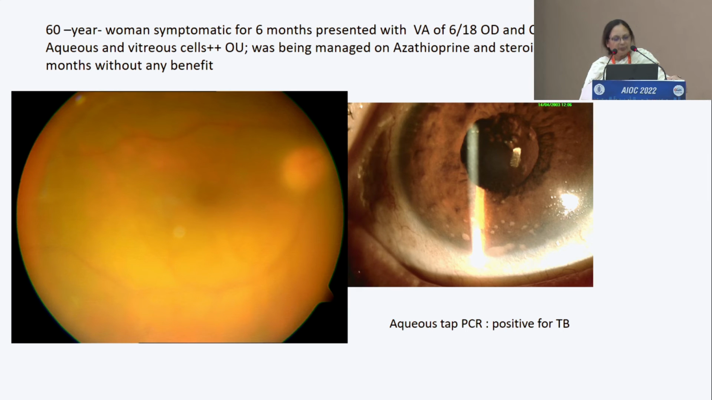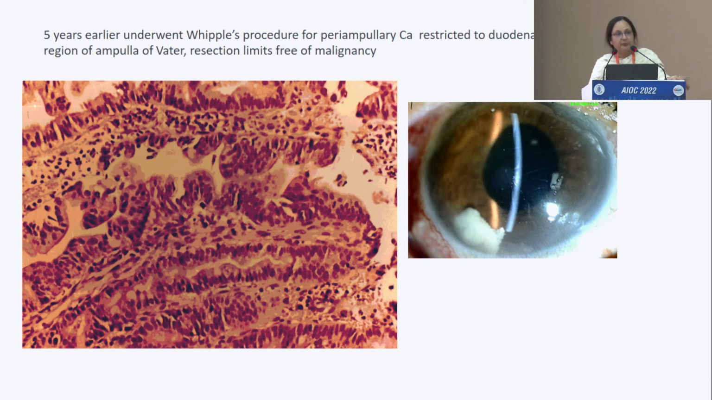There was not much difference. So you can see these multiple granulomatous keratic precipitates, inflammation, vitritis. So the aqueous tap comes positive for tuberculosis PCR. However, the patient gives a history that 5 years earlier she had undergone Whipple's procedure for periampullary carcinoma, and the carcinoma was restricted to the duodenum, and these are the reports that we got from her.